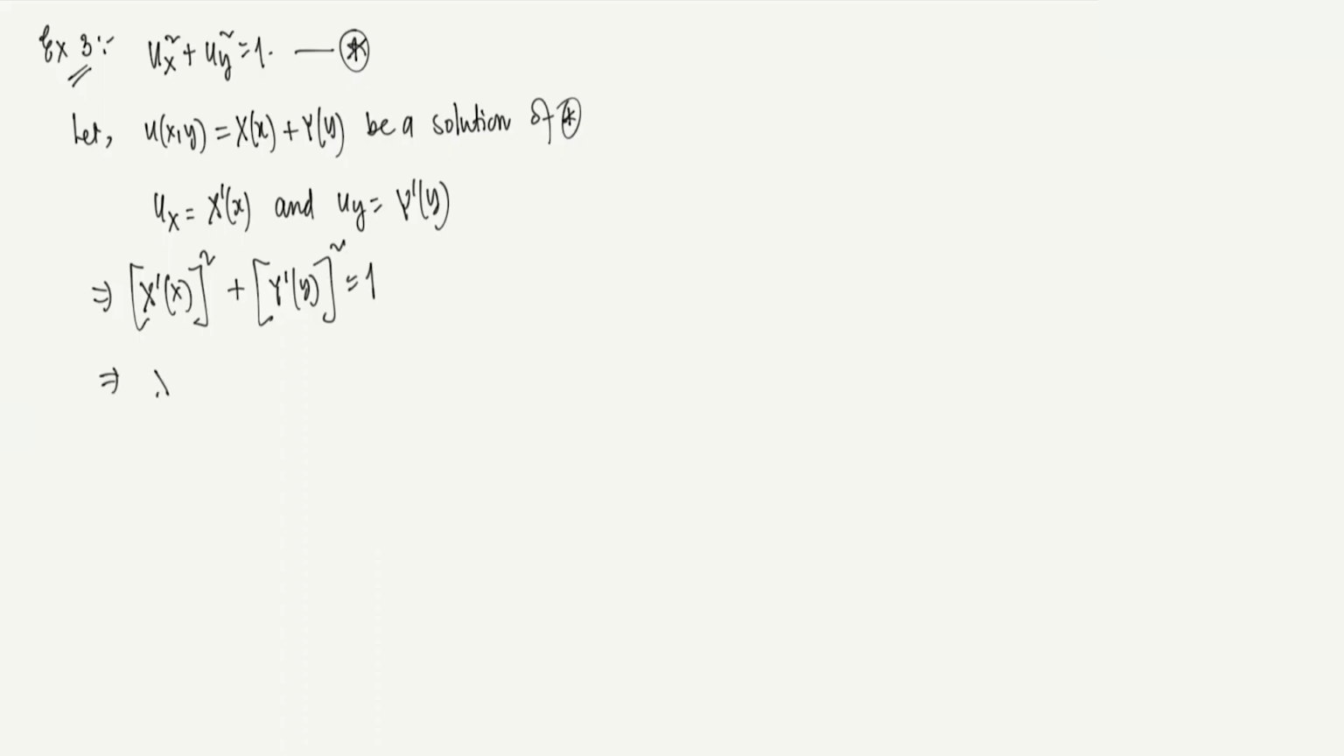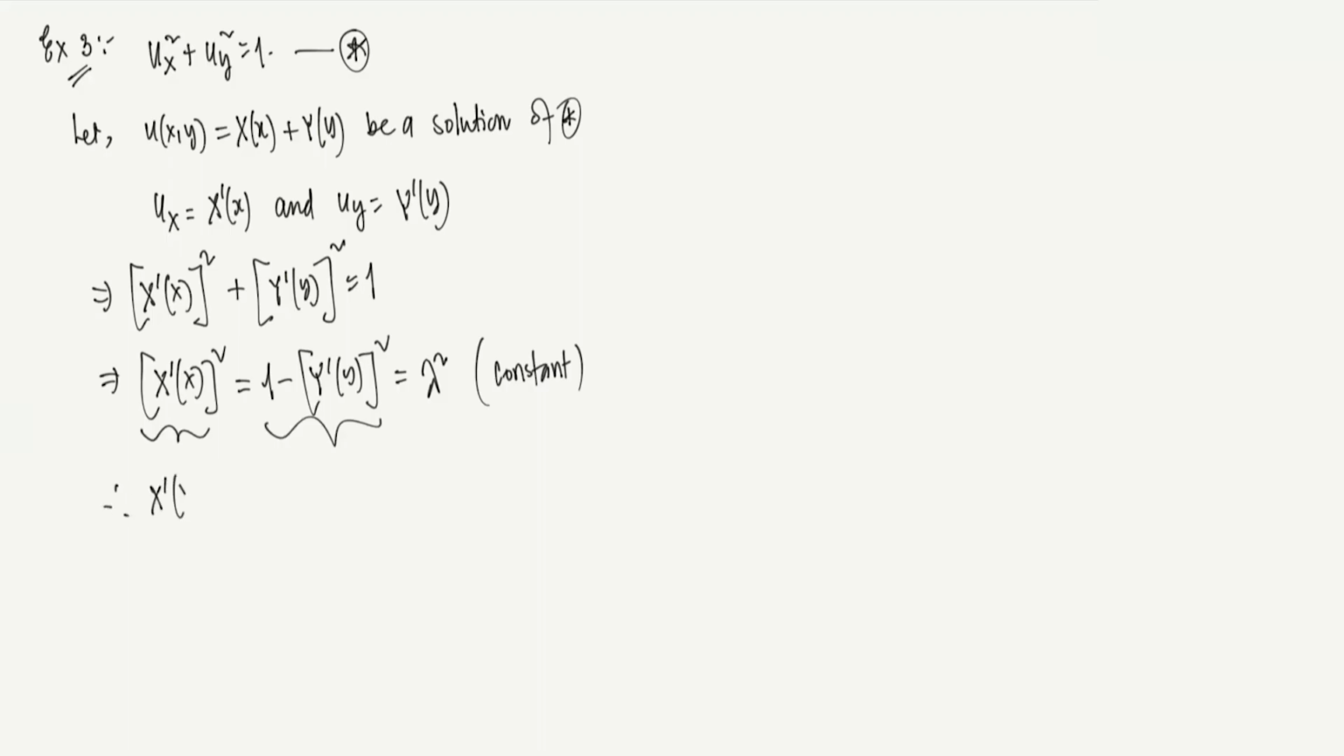So that will actually give me X prime of x square equals 1 minus Y prime of y square. See, it becomes so easy, right? So that is equal to lambda square, again the separation constant, because this is a function of x and this is just a function of y, which are basically equal, so it has to be constant. Therefore, X prime of x is essentially lambda, and Y prime of y is root over 1 minus lambda square.